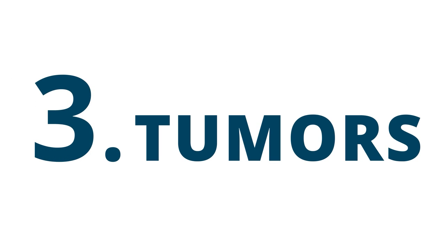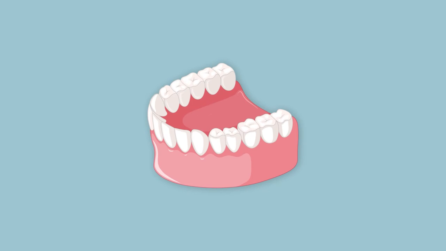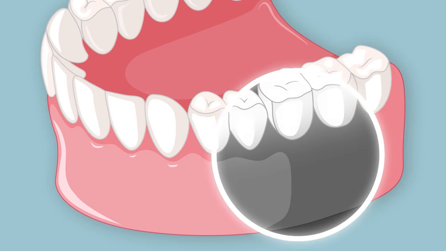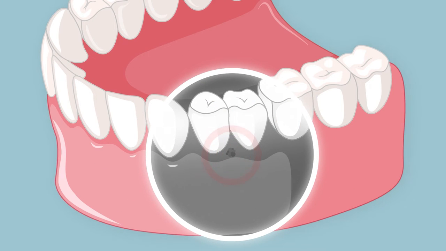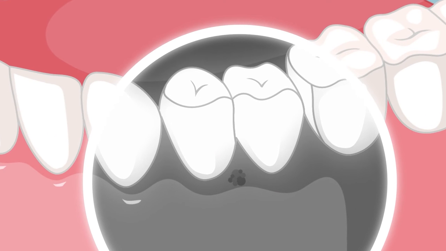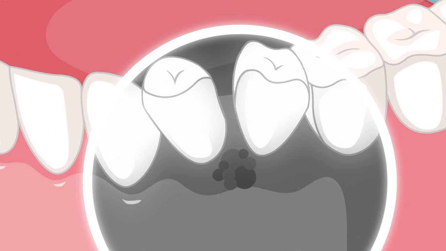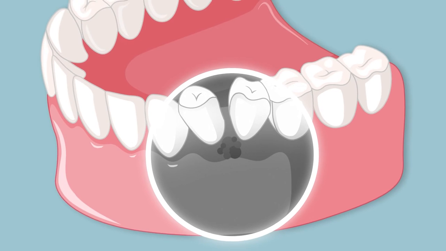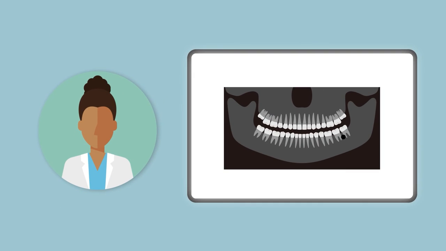3. Tumors. Tumors develop from abnormal cells around the teeth or jawbone. Most tumors are benign and do not spread to other sites in the body. However, they can grow and cause expansion of the jawbone and movement of the nearby teeth. Consistent x-rays can lead to early detection and treatment of tumors.